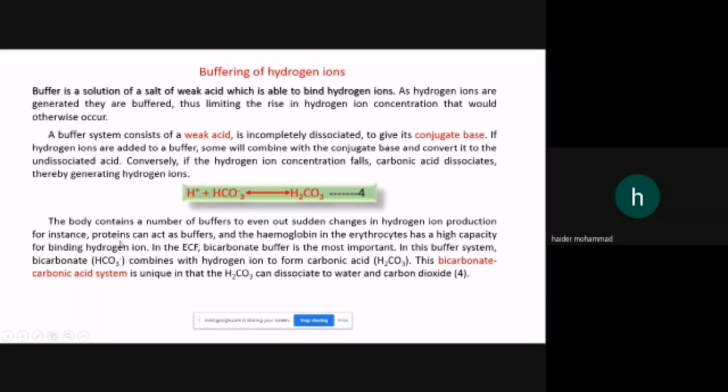For instance, let us give examples of the buffers inside the human body. Proteins can act as buffers. Proteins can contain amines that bind with hydrogen to make a buffer system. Hemoglobin in the erythrocytes, the red blood cells, has the capacity to bind hydrogen ions. This is the second buffer. In the extracellular fluid, the important one is the bicarbonate buffer, which is the most important in this buffer system.